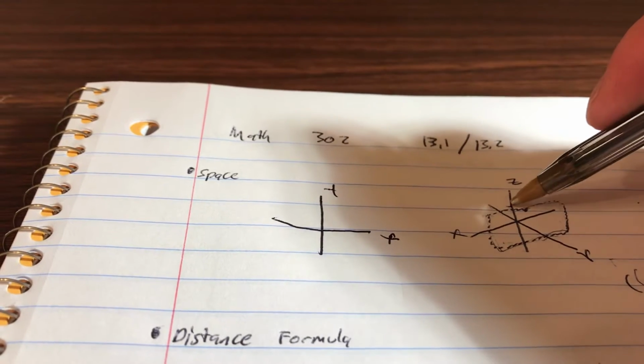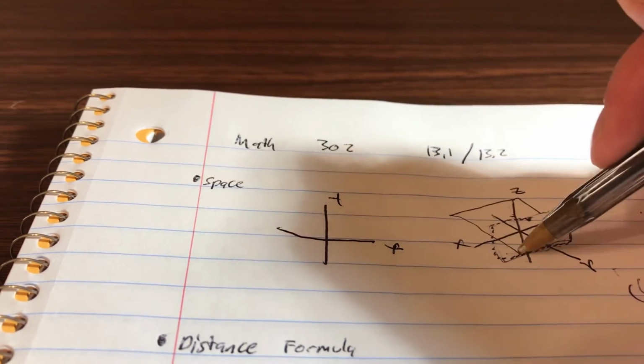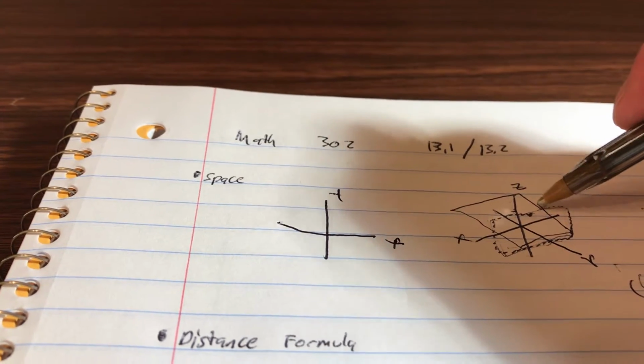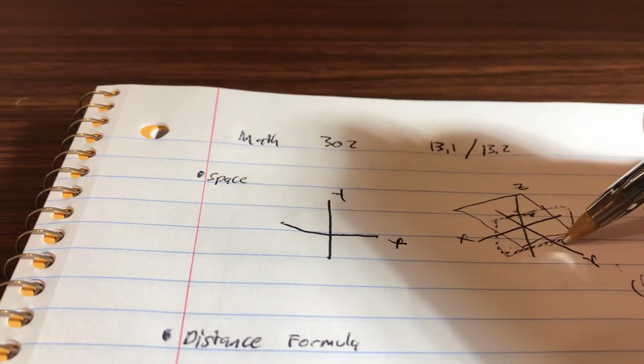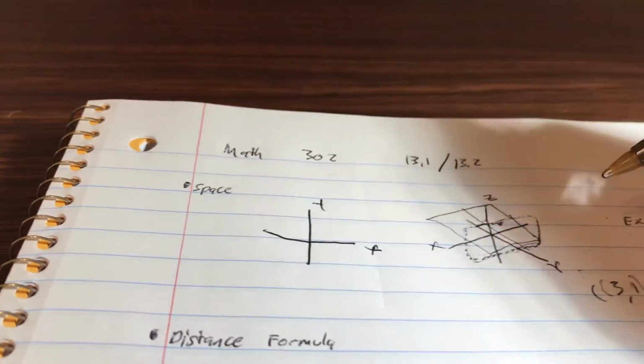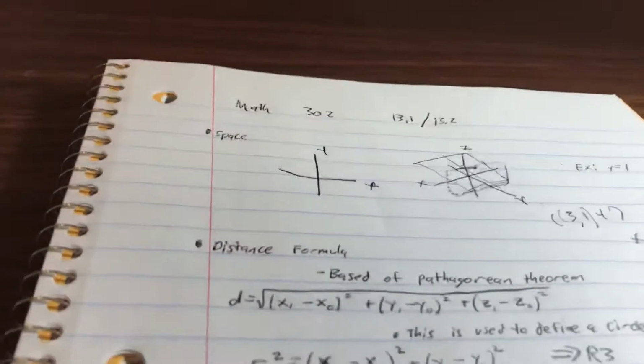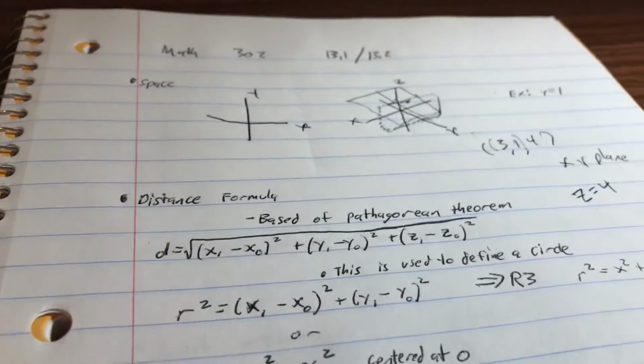Why that makes sense is because if I come up to z equals 4 here, and I draw this plane on the x and y axis, then I have it going through that point, but also going through the points of x and y, 3 and 1. Okay, very good.